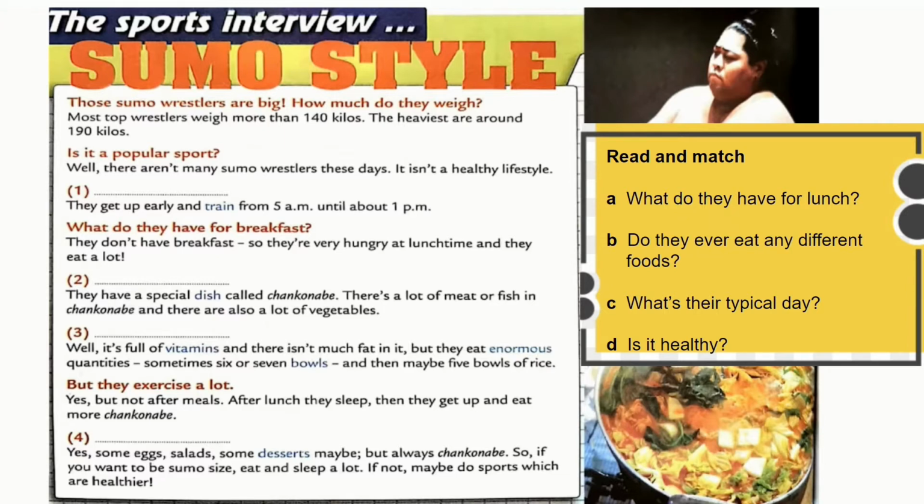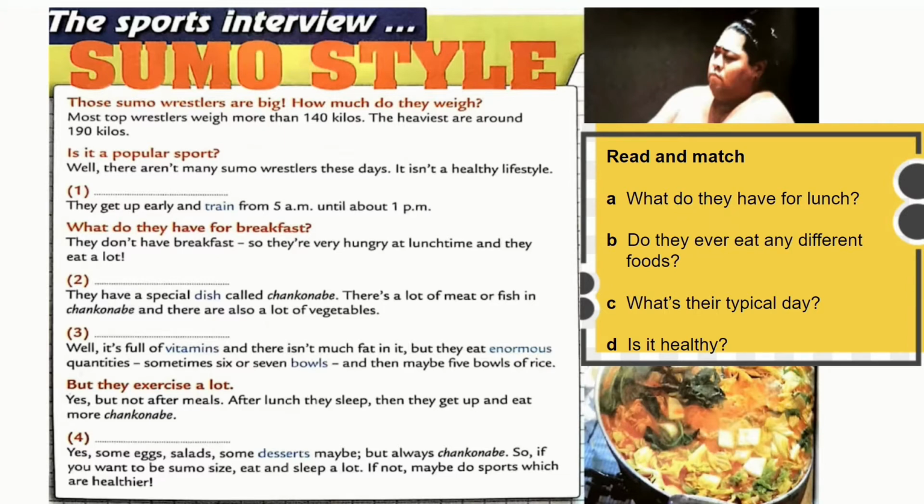Is it healthy? Well, it's full of vitamins and there isn't much fat in it, but they eat enormous quantities, sometimes 6 or 7 bowls, and then maybe 5 bowls of rice. But they exercise a lot. Yes, but not after meals. After lunch, they sleep. Then they get up and eat more chankonabe. Do they ever eat any different food? Yes, some eggs, salads, some desserts maybe, but always chankonabe. So, if you want to be sumo size, eat and sleep a lot. If not, maybe do sports which are healthier.